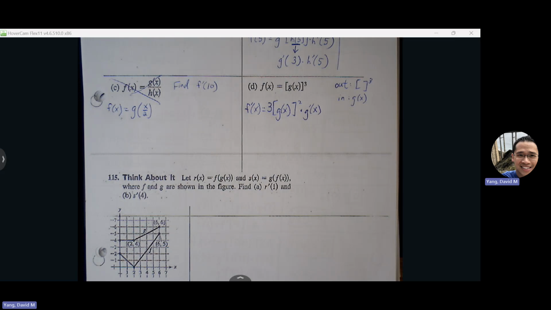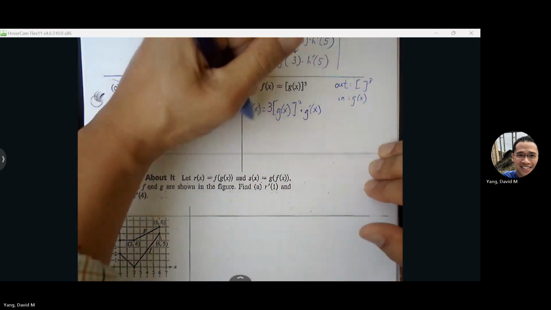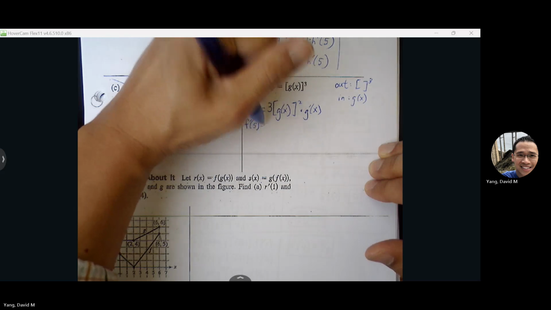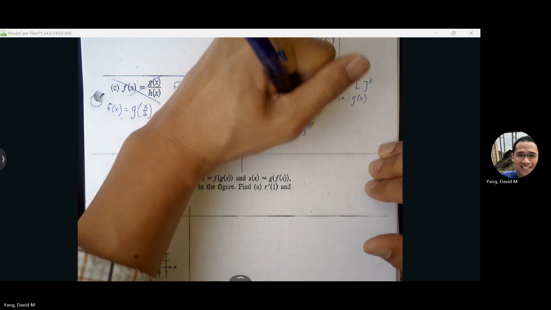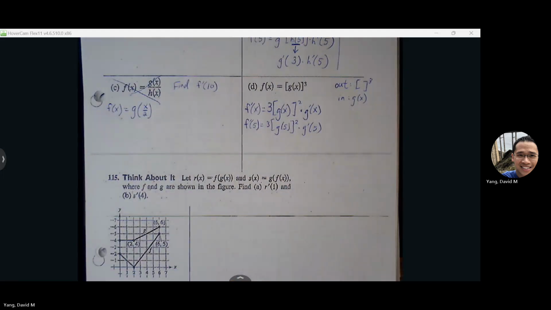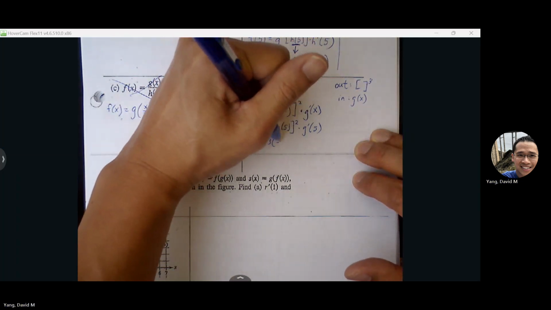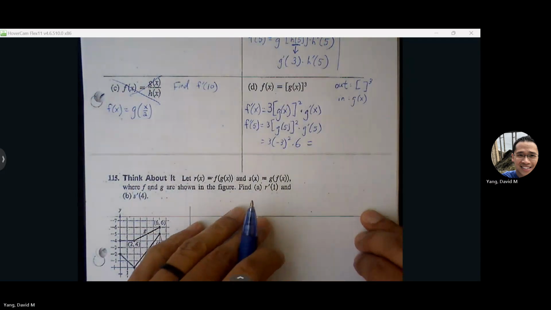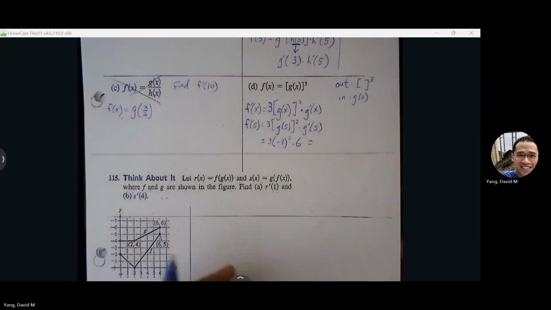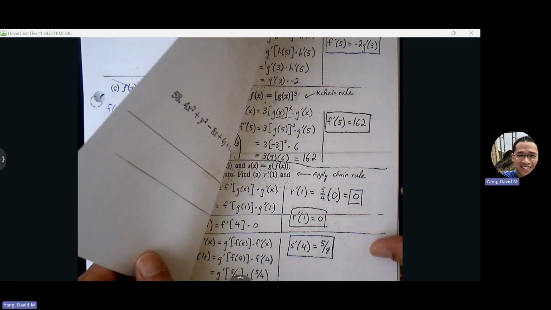All right, so now replace every x with 5. And then let's see what we can replace, right? g of 5 gets replaced with -3. g prime of 5 is 6. So 27 times 6. It's a big number.